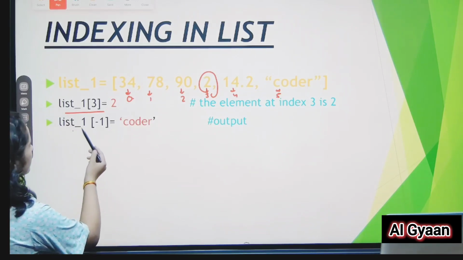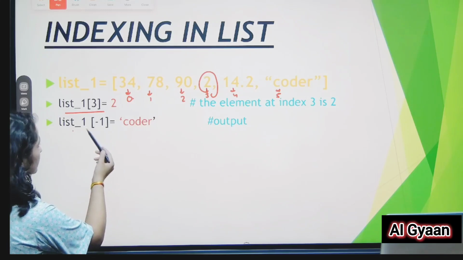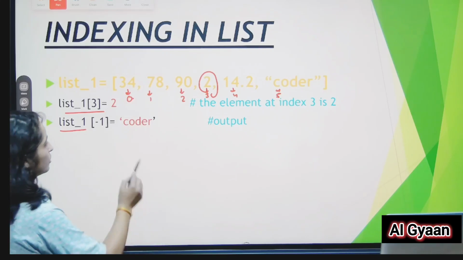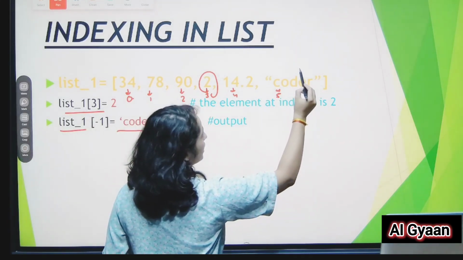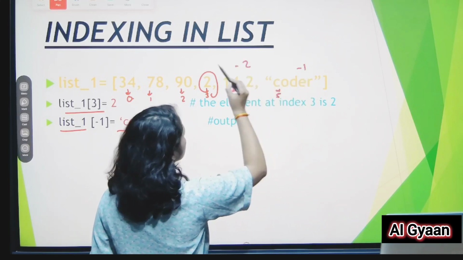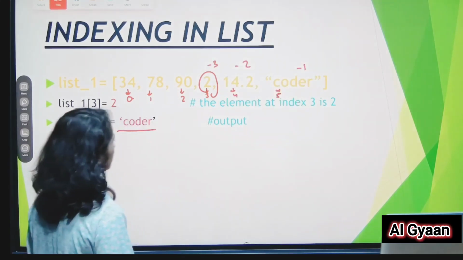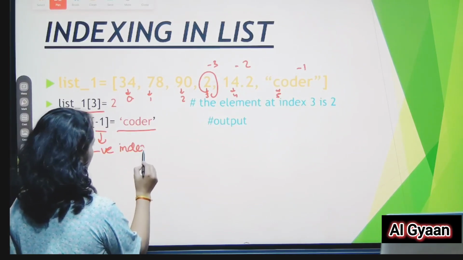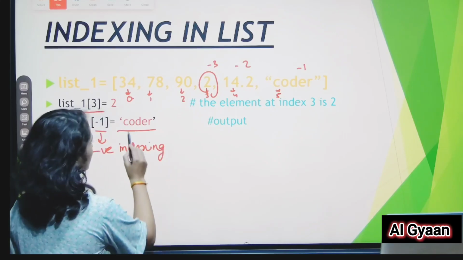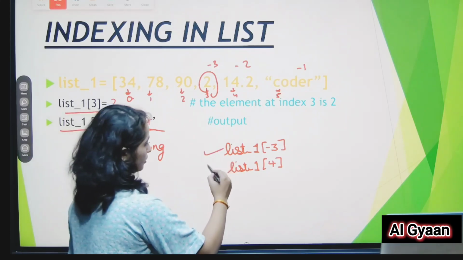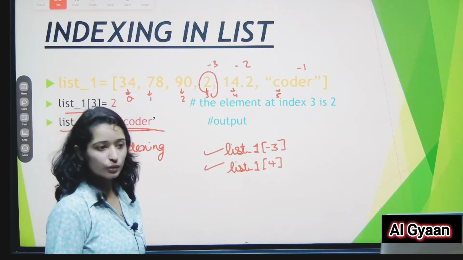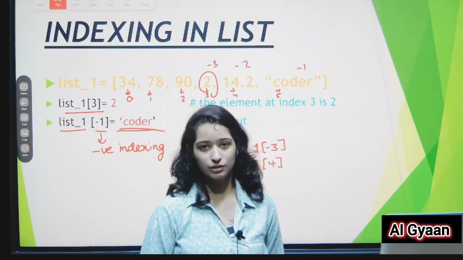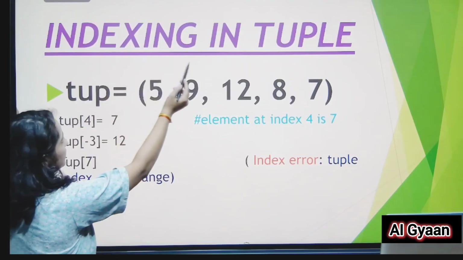Here I have written list_1. This is the name of my list, and in square brackets I have written -1. So my output will be coder, because as we all know, negative indexing starts from -1 and goes from right to left. Here I have written -1, this is negative indexing. I am giving you these two questions. Try to solve them on your own, and if you have any doubt regarding this, you can ask me in the comment section.